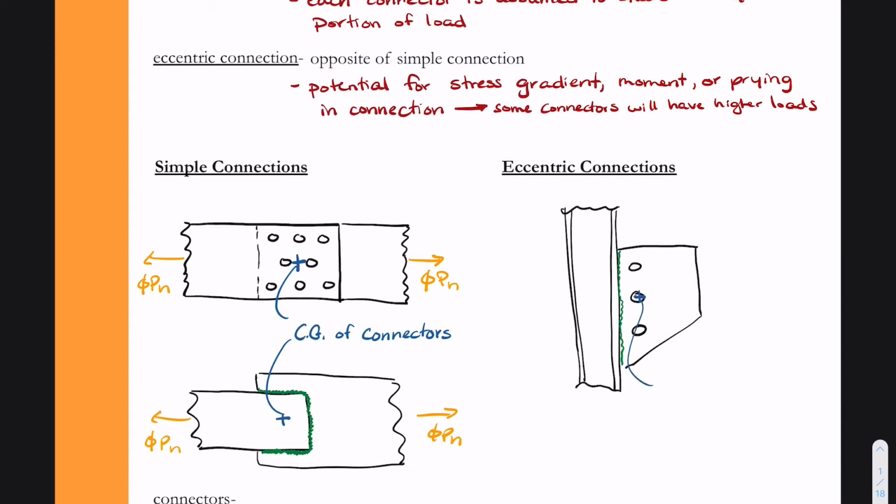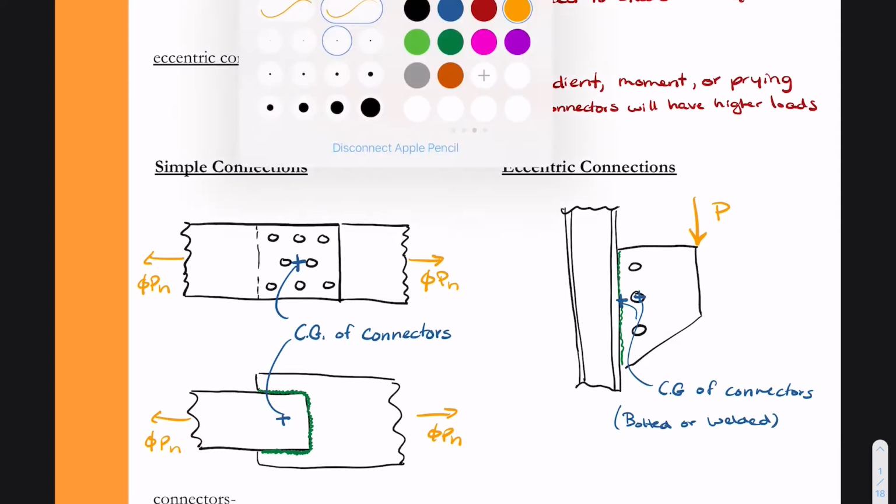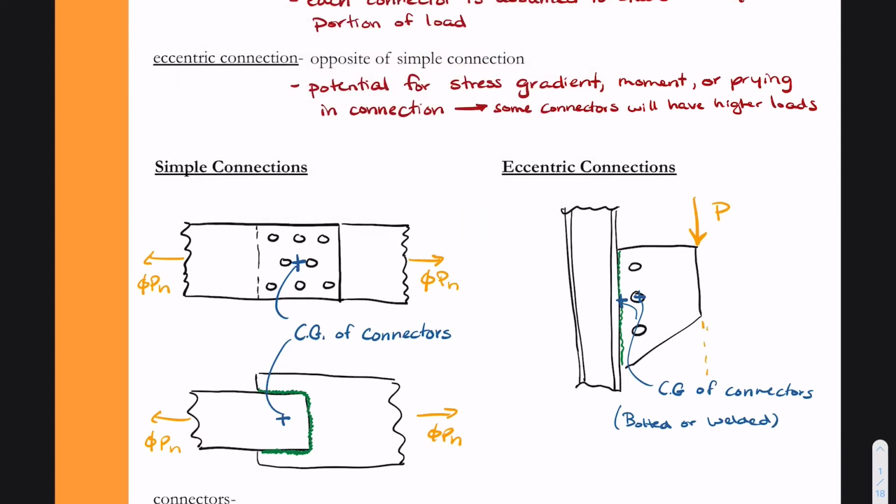In any case, if we consider like the bolted connection, this is the center of gravity of the connectors. And if we are applying a vertical force on this plate, and we apply this vertical force out at the tip of the plate, we see that the vertical force, the line of action of that force, does not pass through the center of gravity of the connectors, whether it be the center of gravity for the bolted or the welded connectors. This line of action does not pass through that center of gravity. Therefore, that makes this an eccentric connection.